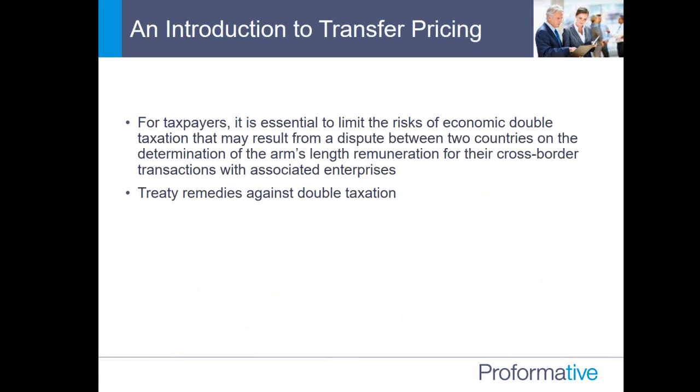So, as we mentioned there, it's essential to limit the risk of economic double taxation. The risk here is that if you recognise profits in one jurisdiction, you'll be taxed on those profits. If those profits are adjusted because they're not on arm's length terms, those profits might go up in one jurisdiction, but you may not find that there's an equivalent deduction in another jurisdiction, and therefore those profits are taxed twice. There are treaty remedies against this double taxation, but in the absence of having sufficient transfer pricing documentation, it may prove difficult to obtain those treaty remedies.